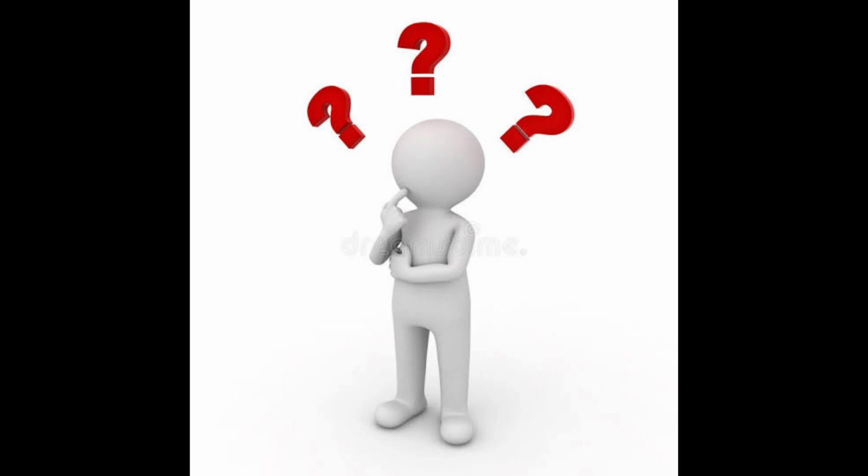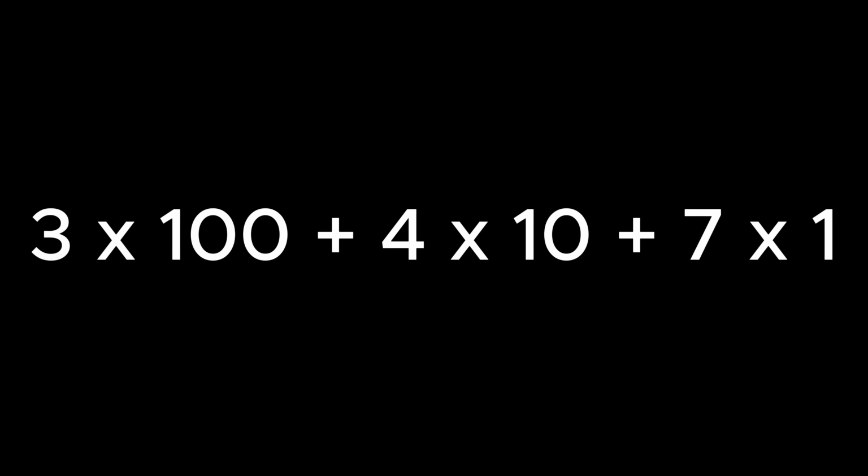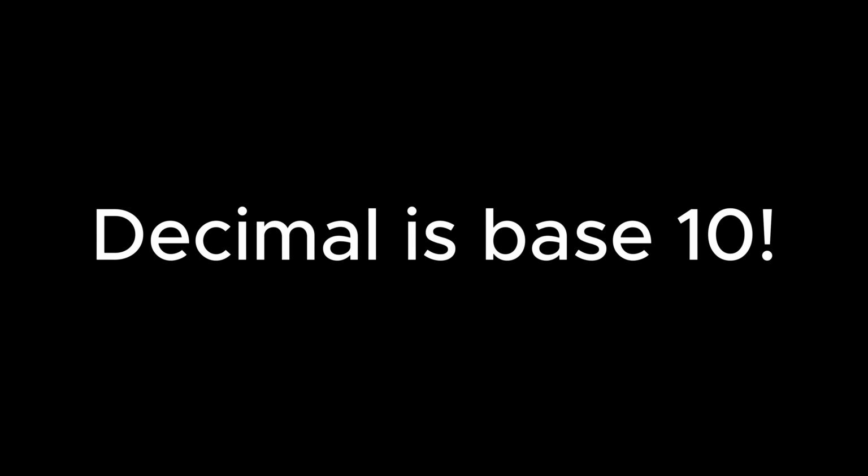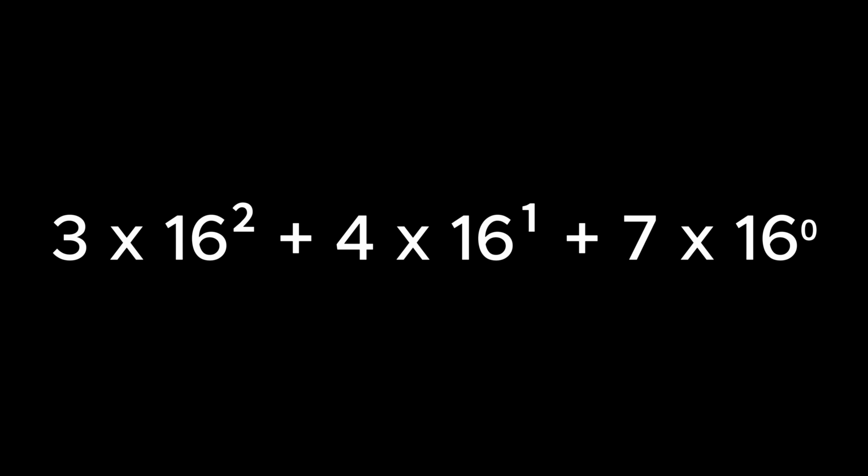So what's happening here? Each position in a number represents a power of its base. Let's look at the decimal number 347. We can break this apart as 3 times 100, 4 times 10, and 7 times 1. Or, using powers, it would be 3 times 10 squared, 4 times 10 to the power of 1, and 7 times 10 to the power of 0. So if you add everything together, you get 347. We're using powers of 10 because decimal is base 10. And this exact same idea works in every other number system. The only thing that changes is the base.